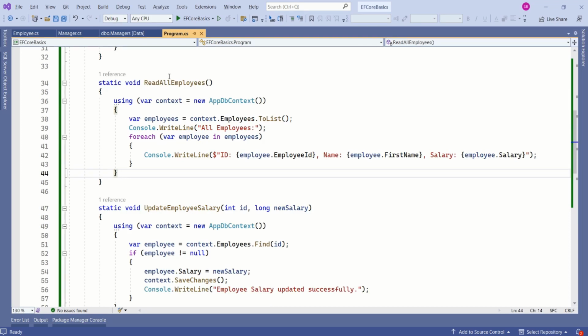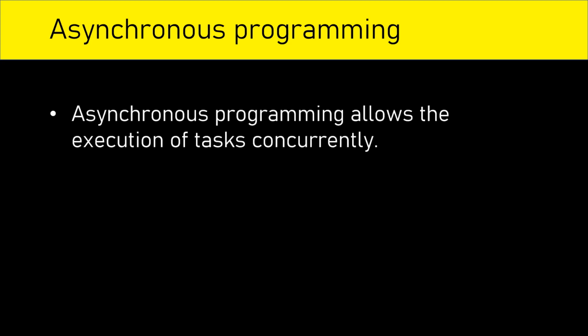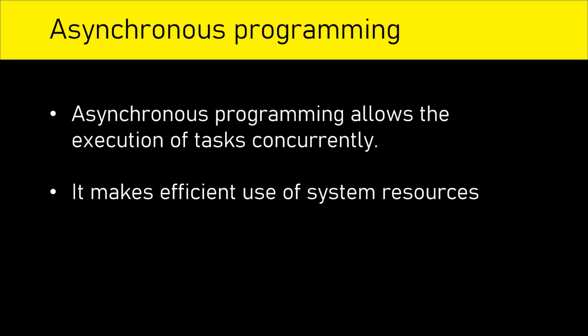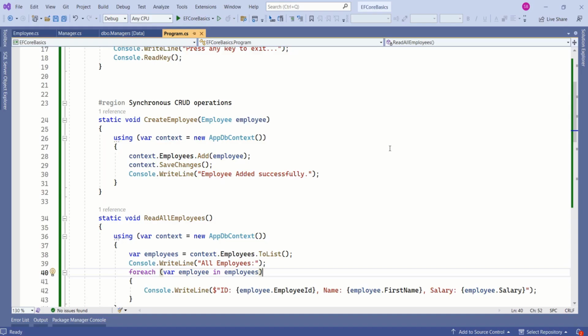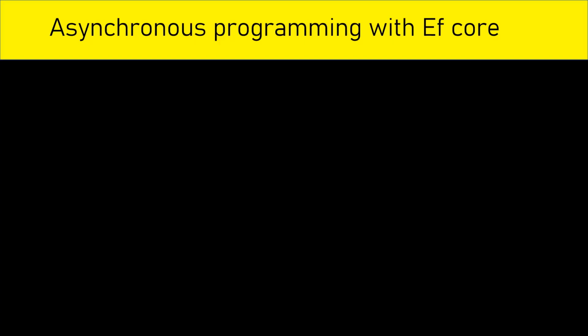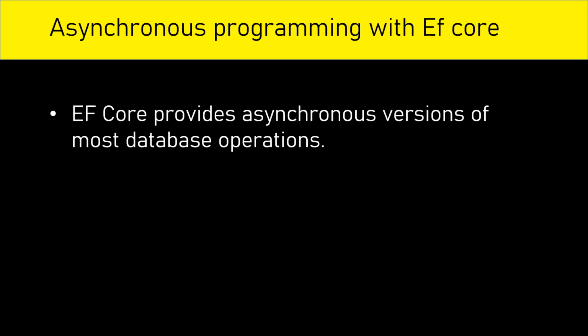Entity Framework Core supports asynchronous programming and it provides various asynchronous methods for various database operations. Asynchronous programming allows the execution of tasks concurrently and it makes efficient use of system resources, thus improves responsiveness. Let's understand how to create, read, update, and delete asynchronously. Entity Framework Core provides asynchronous versions of most database operations. We are going to see what they are.